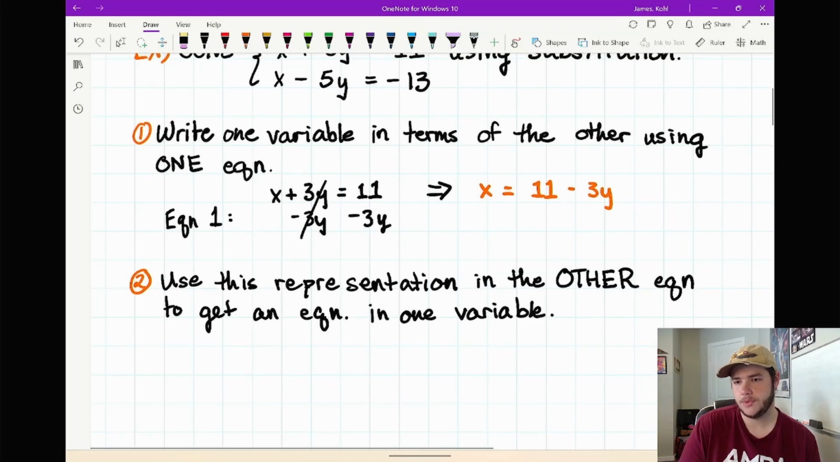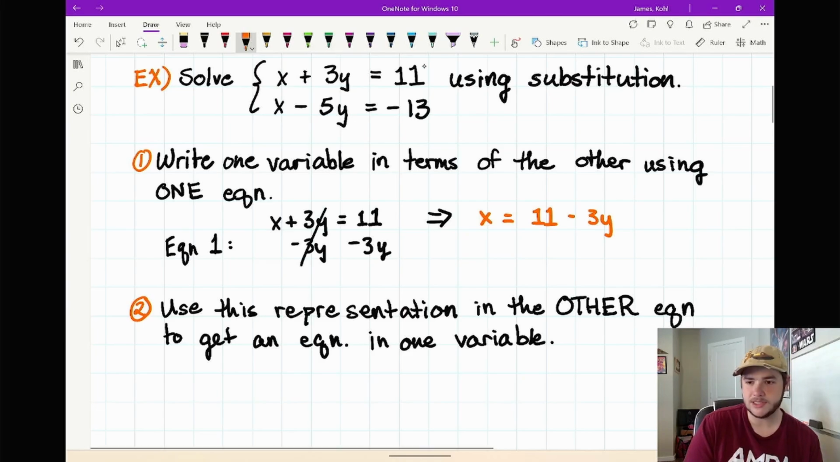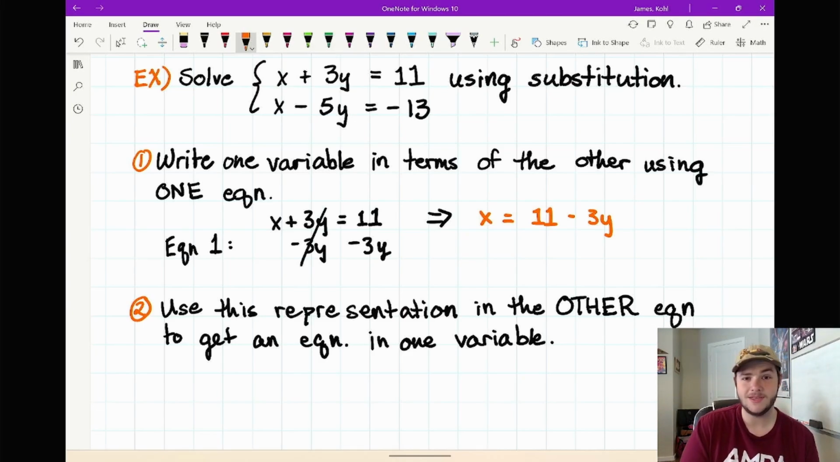Now, step 2 is to use this representation in the other equation. Notice here, I didn't specify which one to start from, but whichever one you started from, you're going to go to the other one to get an equation in one variable. Let's see what that means. Now, if I'm finding a solution, it should satisfy both of these at the same time, right? So whatever y value my point has, x should be 11 minus 3y. I'm going to use this representation of x in my other equation.